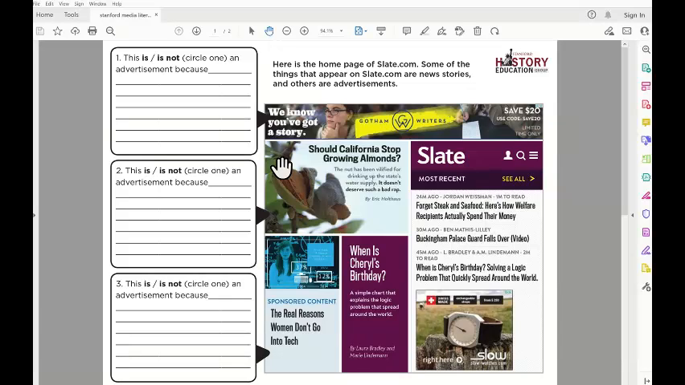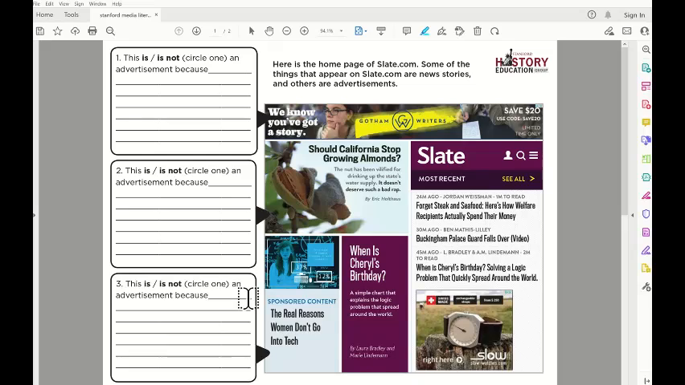But anyway, what it is wanting you to do is on this front side, determine whether the three things are advertisements. And just so that you're aware, it's maybe not shown the best, but there is an arrow connected to each of these boxes pointing to the specific ad that they want you to evaluate. So this first one is asking about this banner ad at the top. That's where the arrow is pointing. The second is asking about this little graphic to should California stop growing almonds. And then the last one is pointing specifically to this real reasons women don't go into tech.